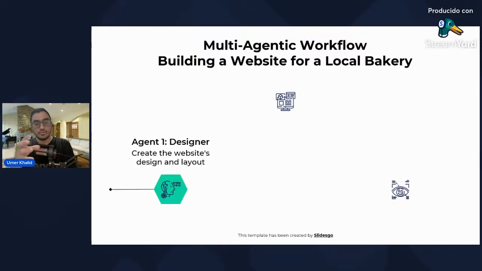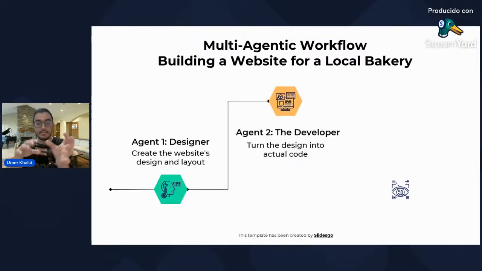So basically you have agent one, which would be the designer, which would create the website's design and layout, wireframes, whatever you want. And you have another agent that will be the developer. The second agent would turn that design into actual code and be able to write and generate code based on the design that agent one gave.